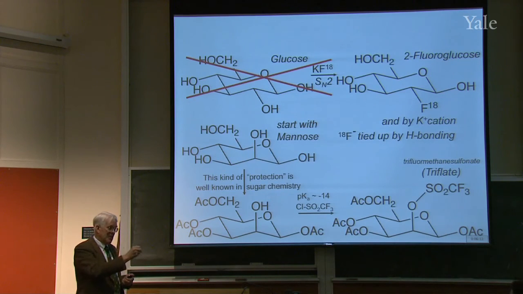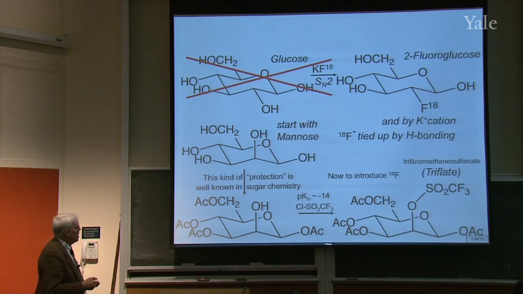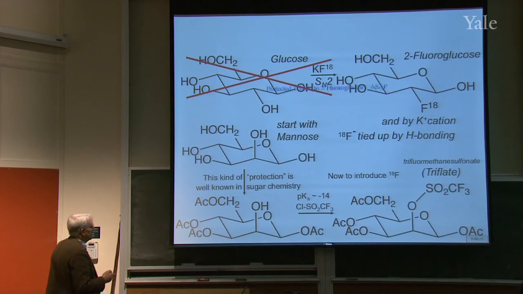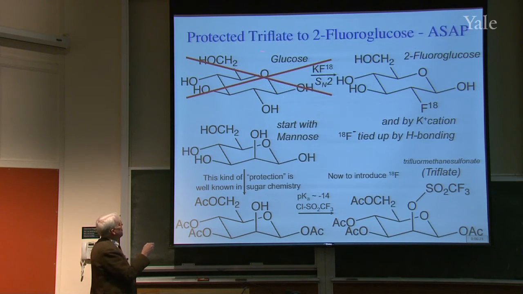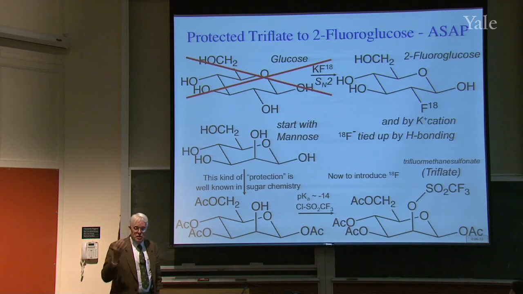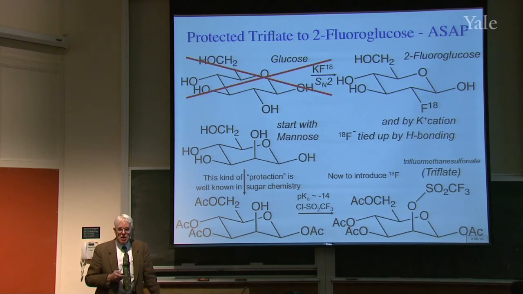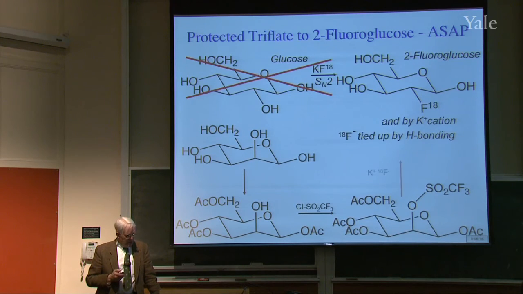We go to the cyclotron at the medical school, get fluoride 18, right, and try to do our substitution, right? Now we have to introduce the fluoride 18, right? So we have to go from this protected triflate to this compound as soon as we can, right? Because the fluoride is giving off these positrons all the time. Okay, so let's react it with potassium fluoride with fluoride 18.